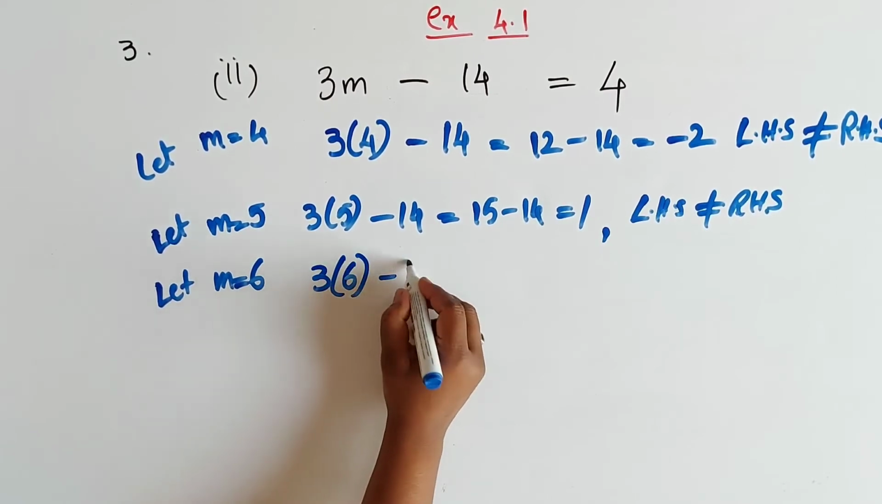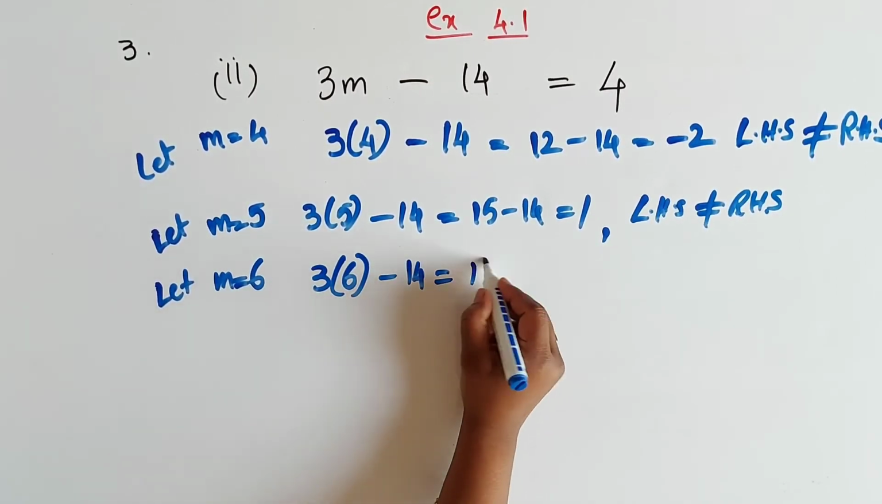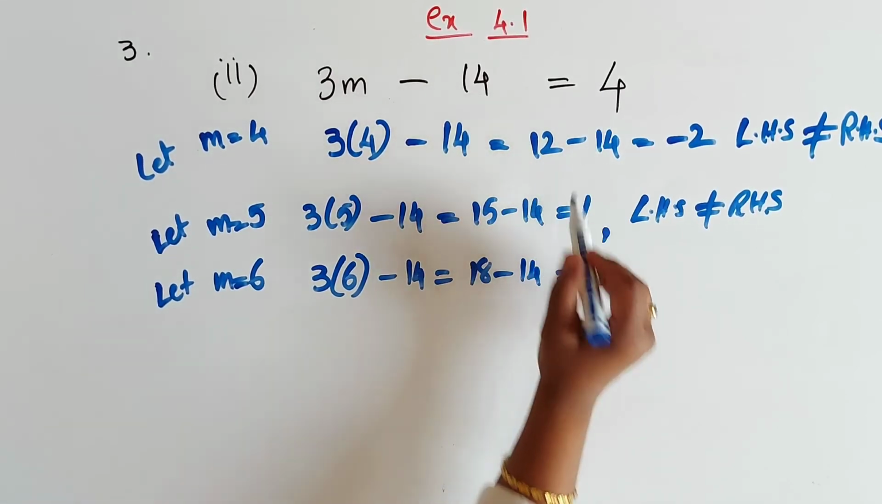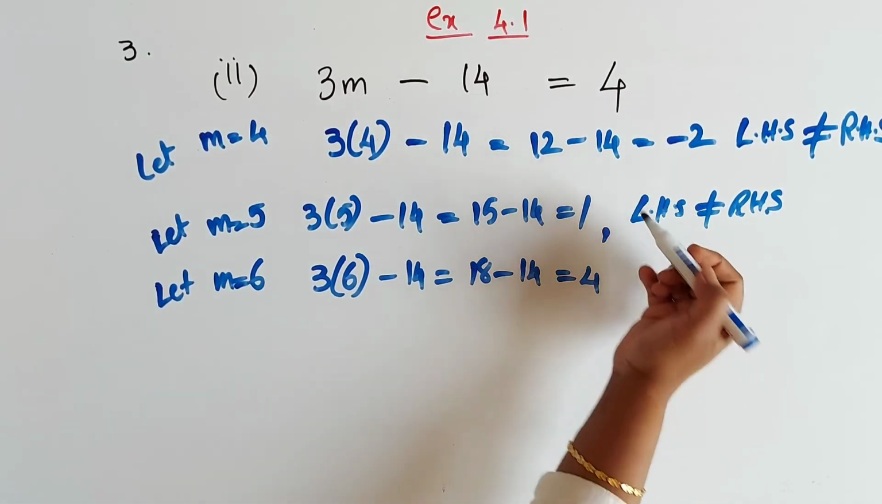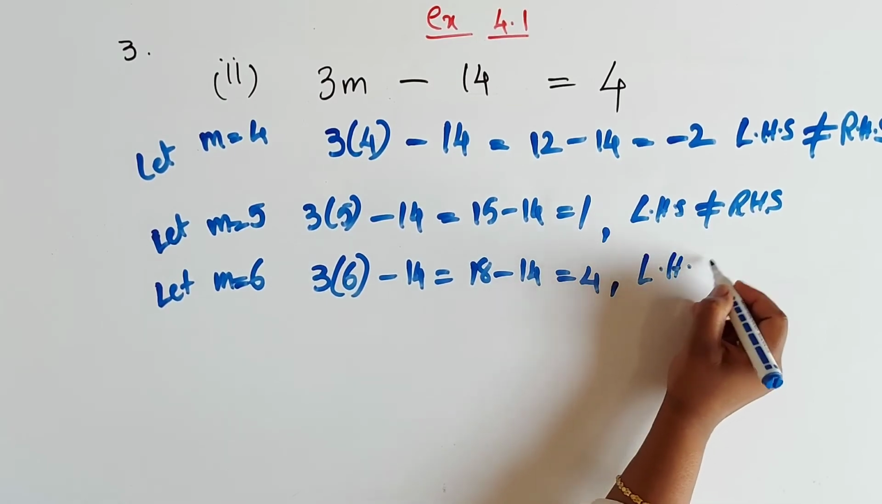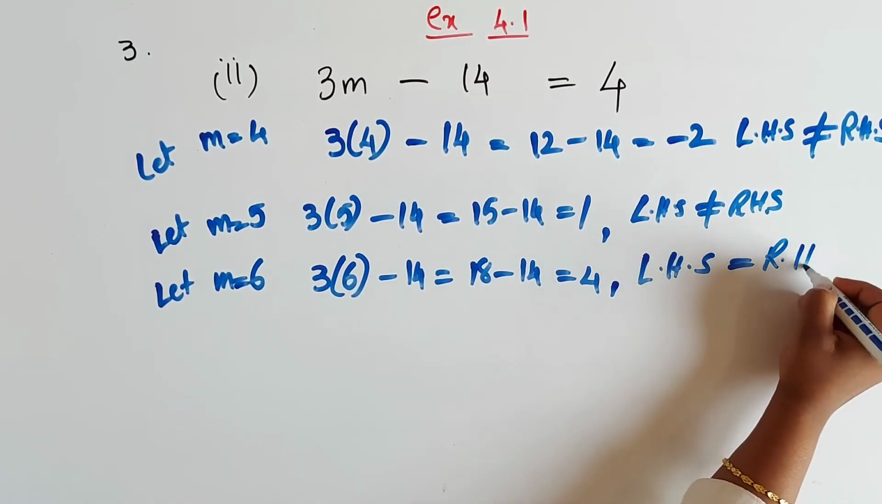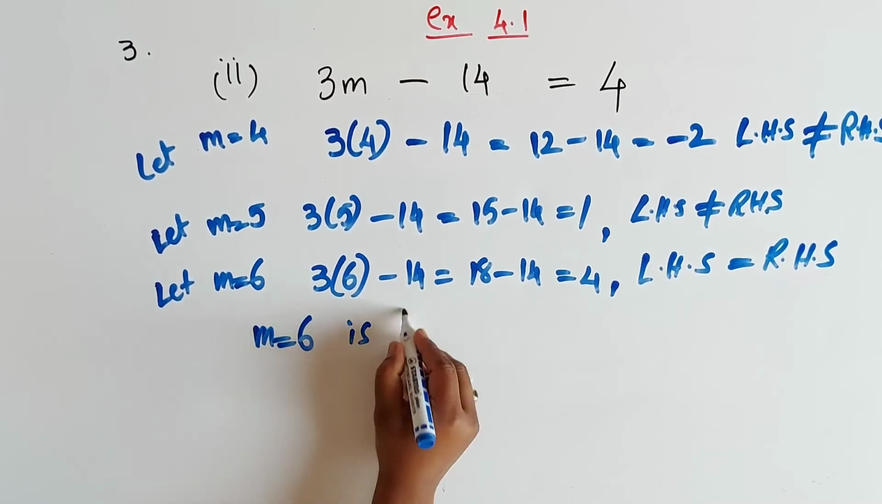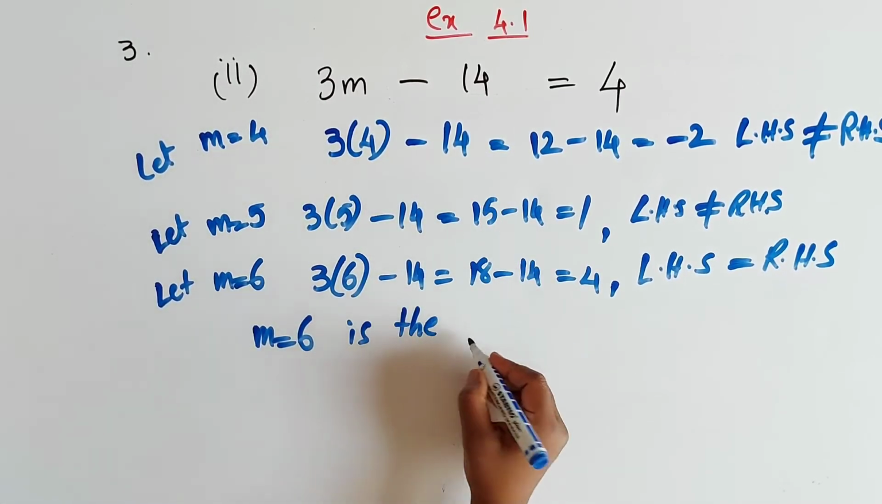3 into 6 minus 14. 3 sixes are 18, minus 14, children, that equals 4. Now see the RHS value, 4. Here also 4. Same. So LHS is equal to RHS. That means m equal to 6 is the solution for the given equation, children.